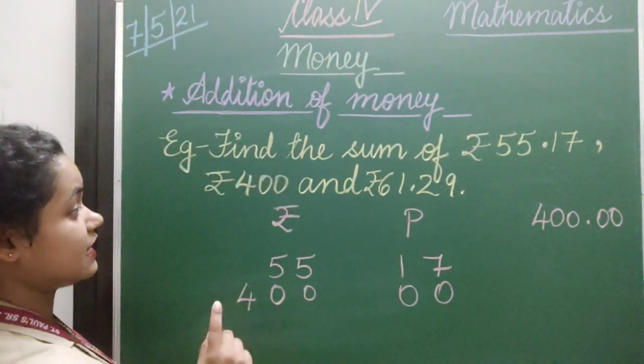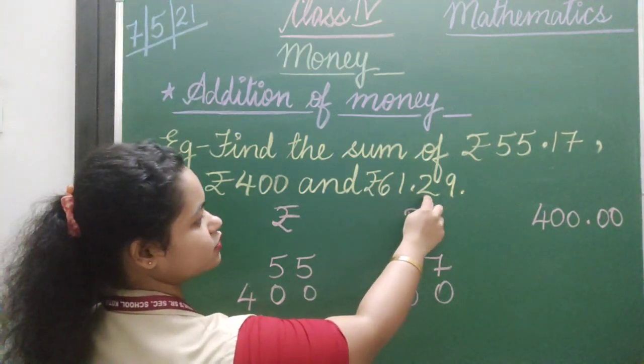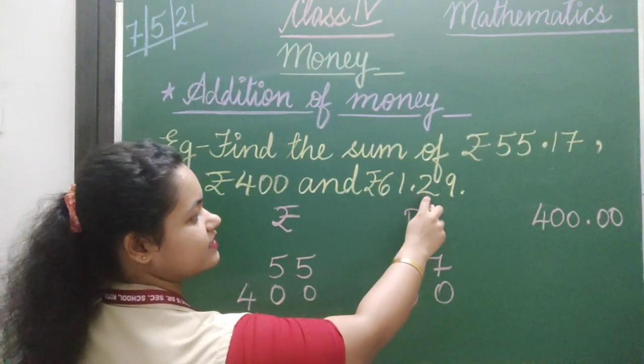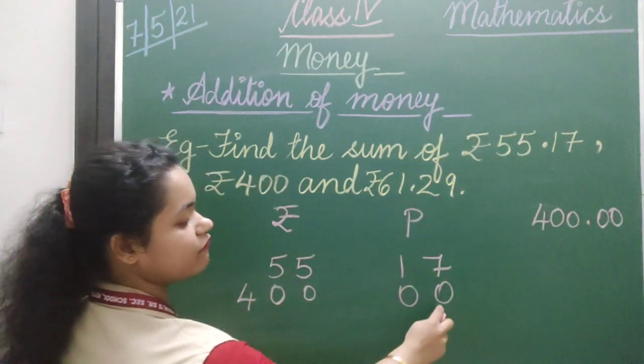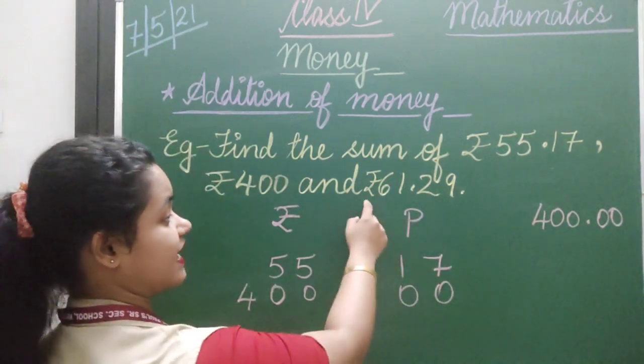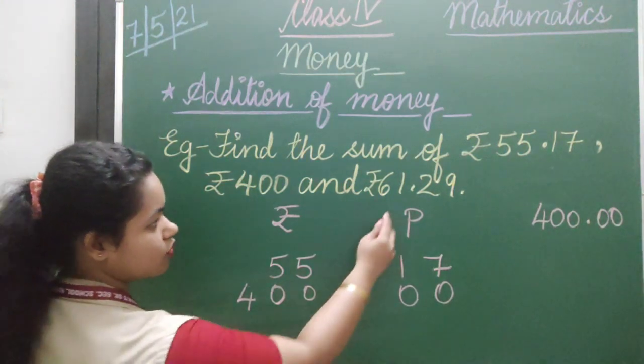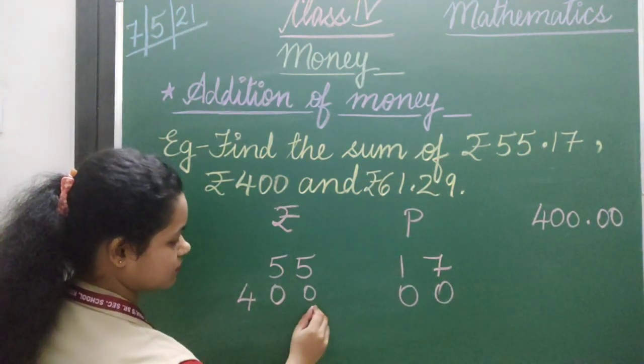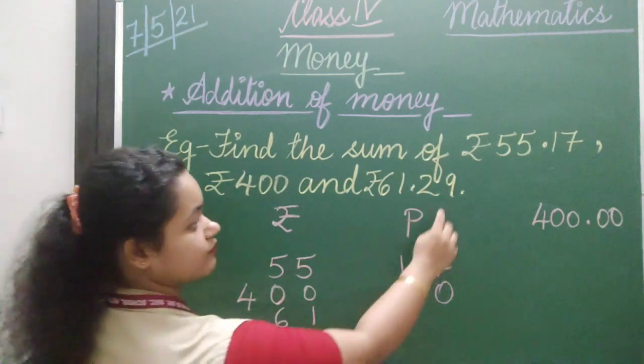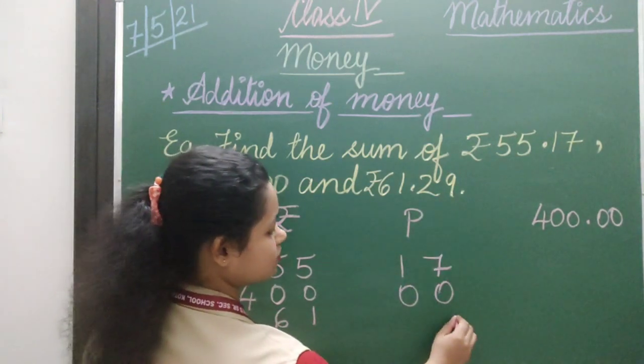Understood? Last number 61.29. Now point is there, that means these digits will fall under paisa and this 61 will fall under rupees. So here 1692.